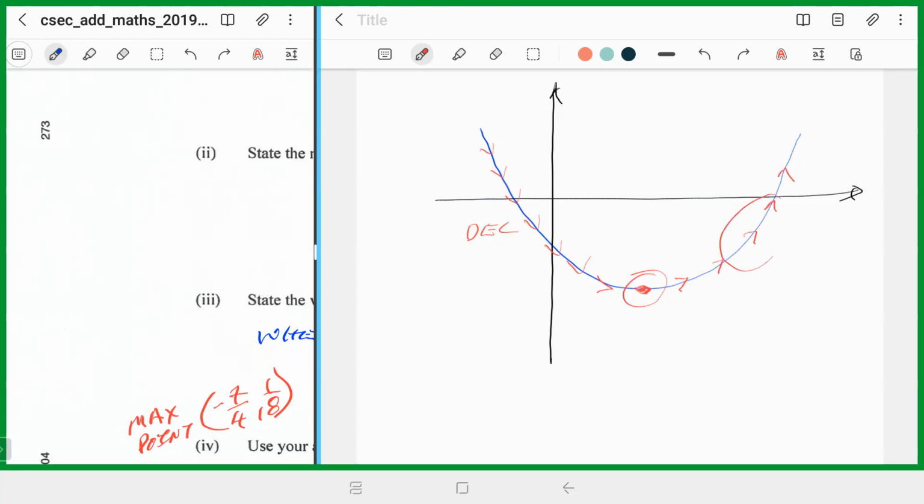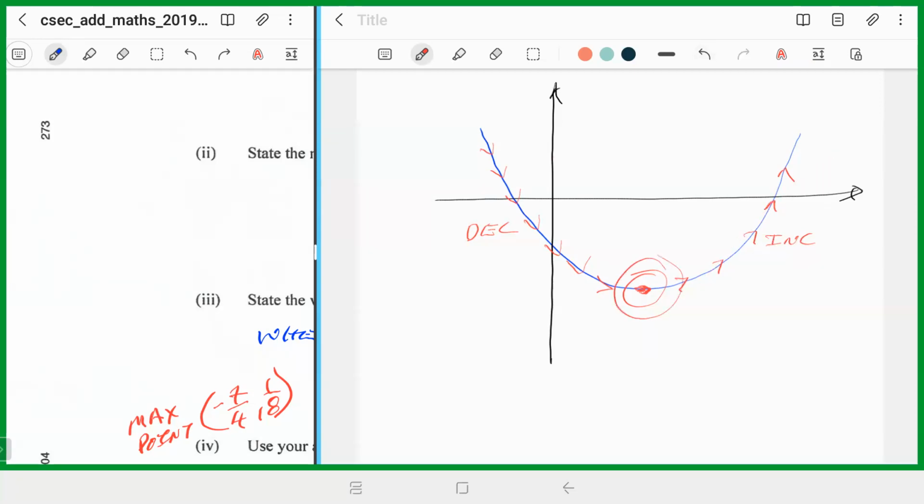Over here, your y values are increasing, and they say it is an increasing function. Pure math students get familiar with those terminologies. When the function is an increasing function, the gradient is positive. Say you're sloping up, gradient is positive.